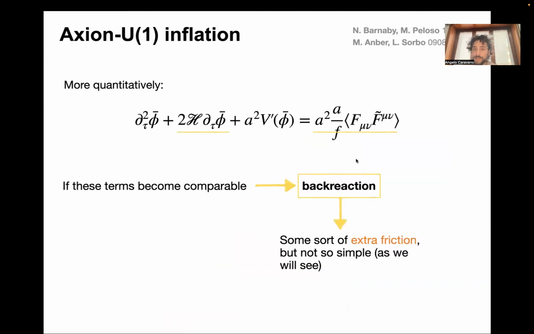Now, let me specify for a second what I mean by nonlinear phase. The first thing that happens is that if we look at the equation of motion for the inflaton field, how it moves on its background, the slow roll motion, at some point the gauge field is going to be so large that it cannot be neglected anymore in determining how the inflaton background is moving along the potential. This is typically called backreaction. You can see from this equation that it can be seen more or less as some sort of extra friction added to the Hubble friction, but it's not so simple, as we will see later.